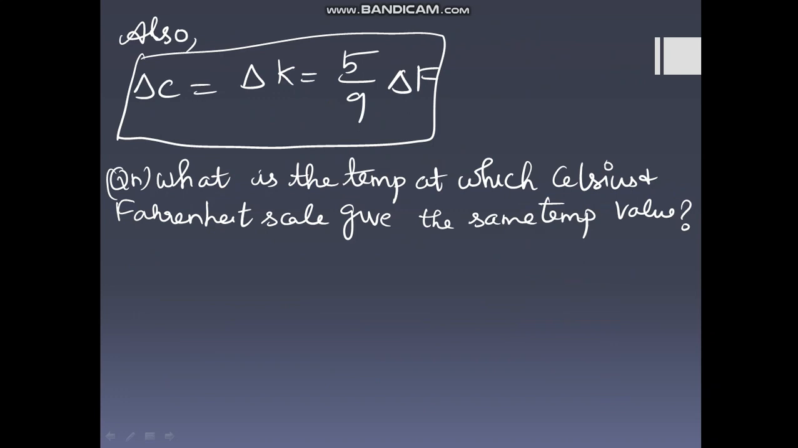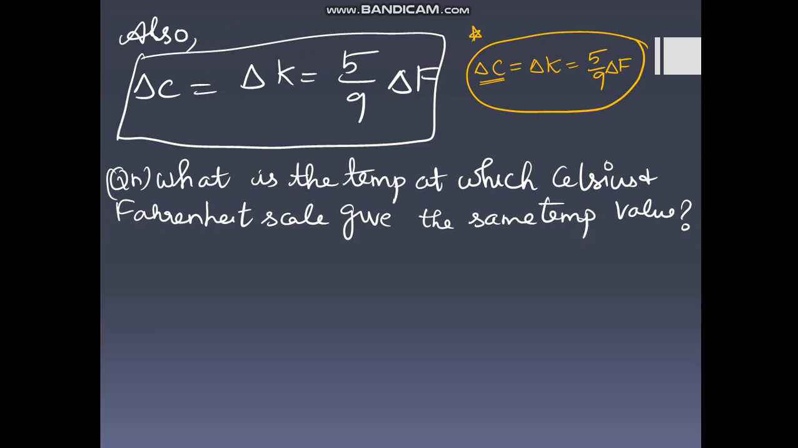And also this is a very important relation that you must remember. Based on this also, many times they ask numericals in my institution. In mock tests they used to ask this type of question. So delta C, the change in temperature in Celsius scale, is equal to the change in temperature in Kelvin scale, which is equal to 5/9 of delta F. So this formula you must remember: delta C is equal to delta K, which is equal to 5/9 delta F.